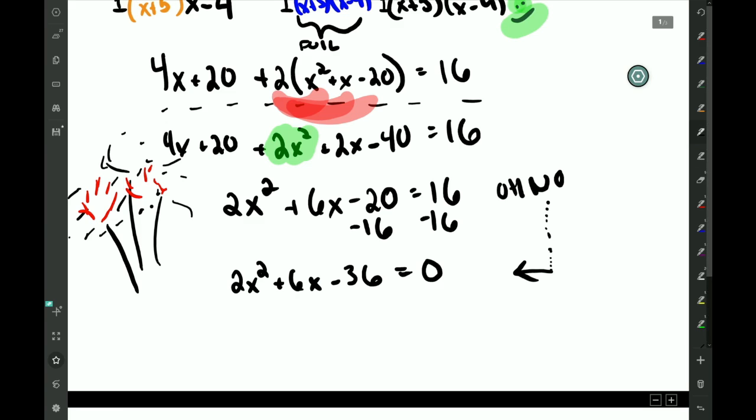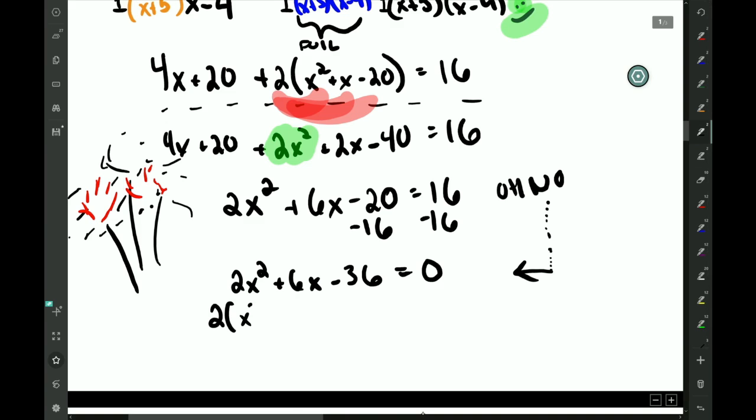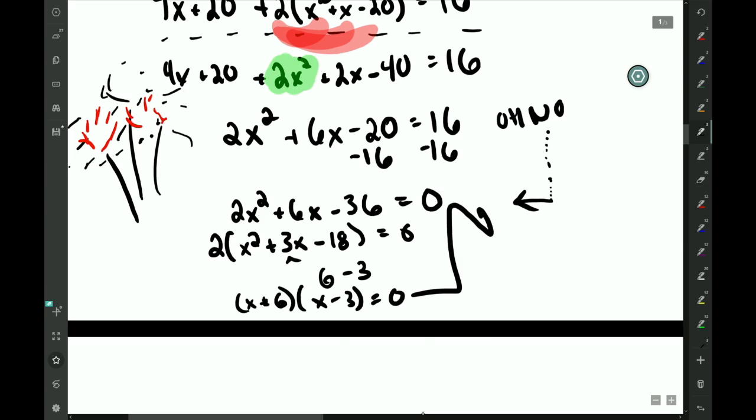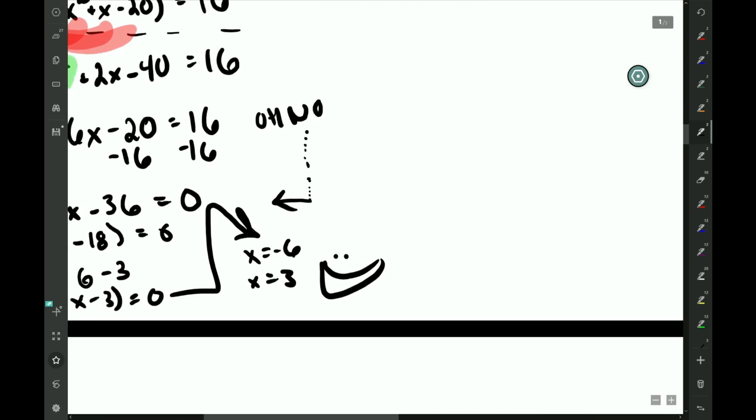Anyway, factor out a 2, x squared plus 3x minus 18 equals 0. And factor that out. Negative 18, that adds to 3. I'm looking at 6 and negative 3. So x plus 6, x minus 3 equals 0. Bada bing, bada boom, x equals negative 6, x equals 3. You are good to go, but I would like you again to try out the problem above.